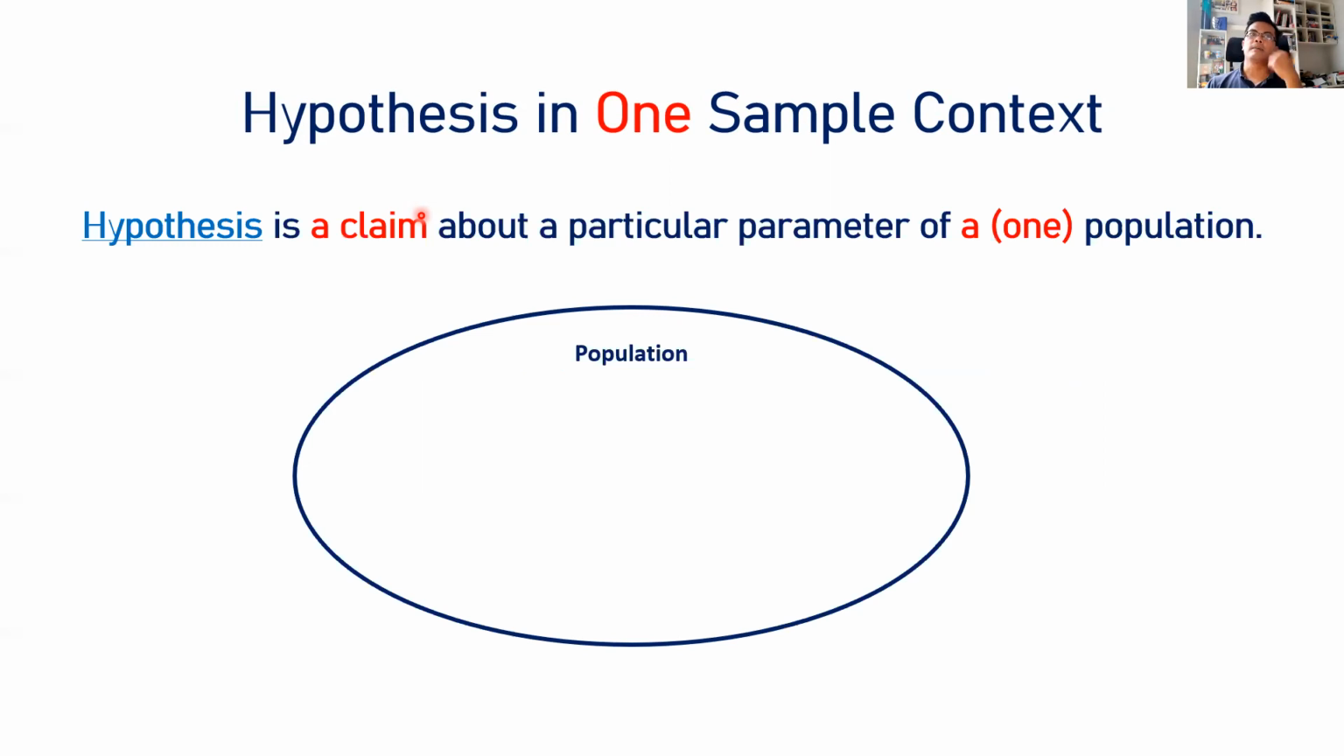Say we have the population of the city of Bandung, and the claim could be about the average monthly income of Bandung citizens, or it could also concern a proportion. For example, a claim that states the wealthy people in Bandung equal 10%. That's a singular claim.